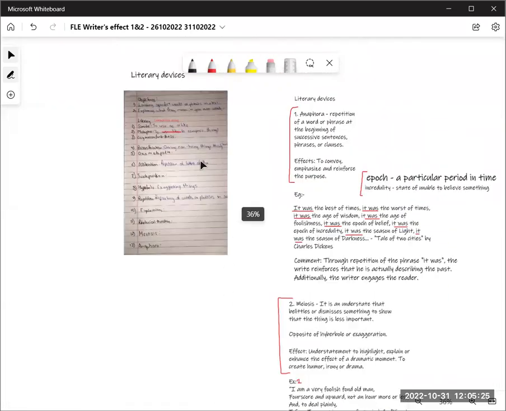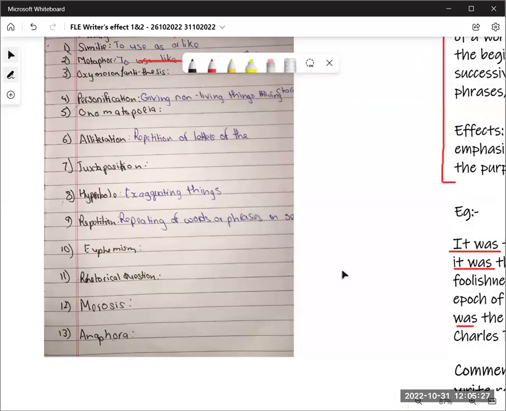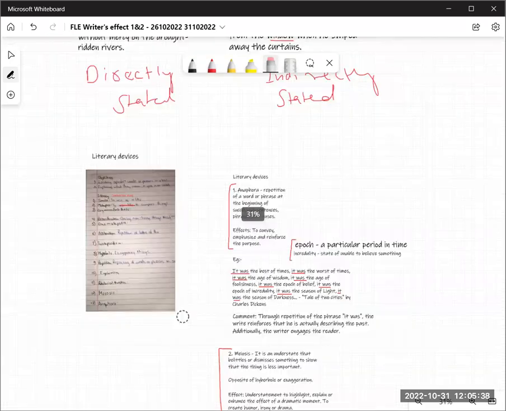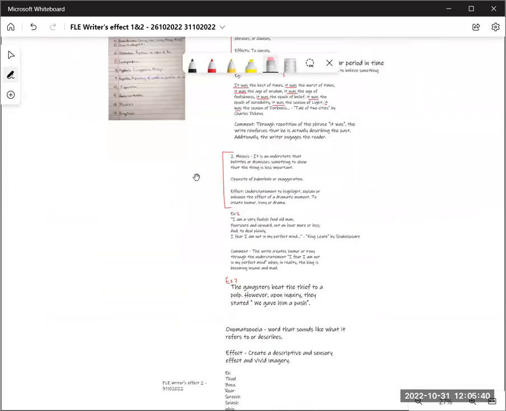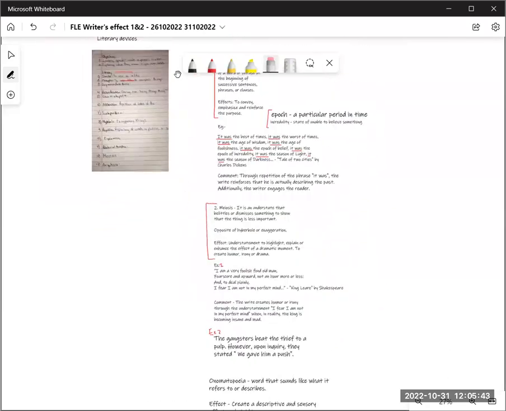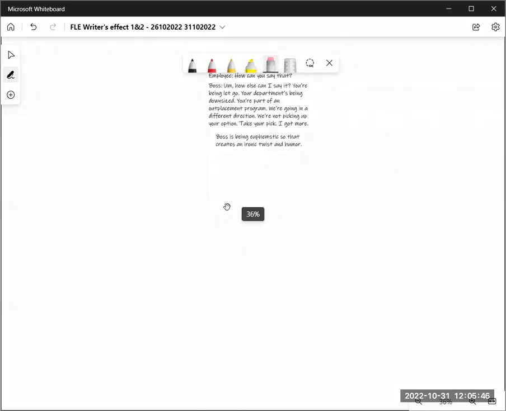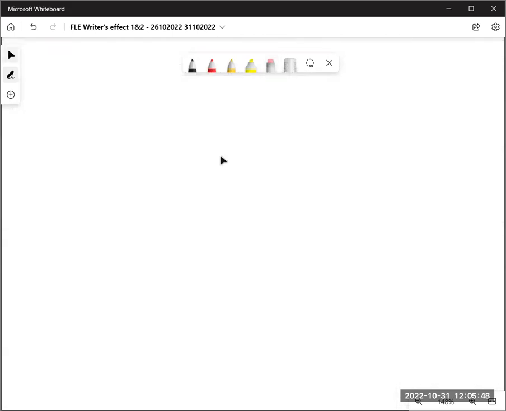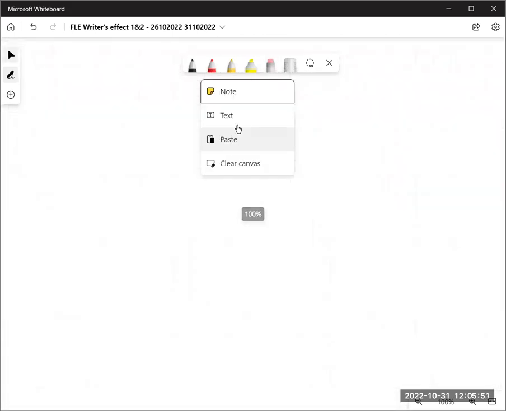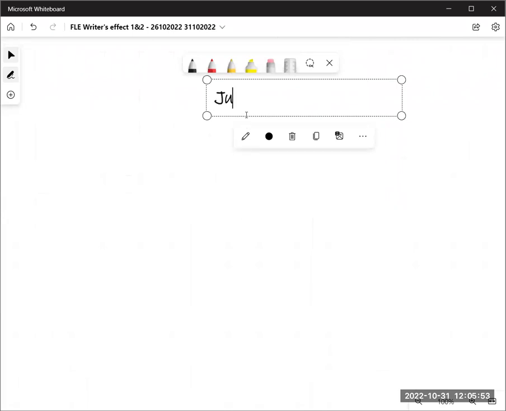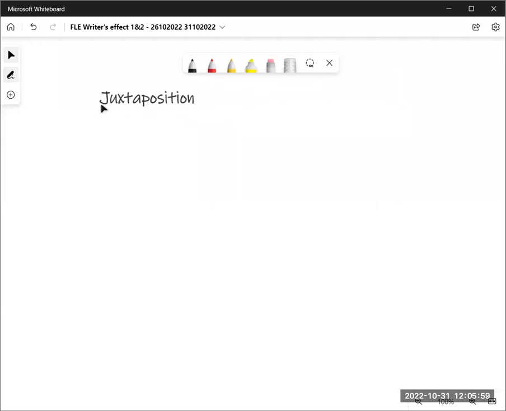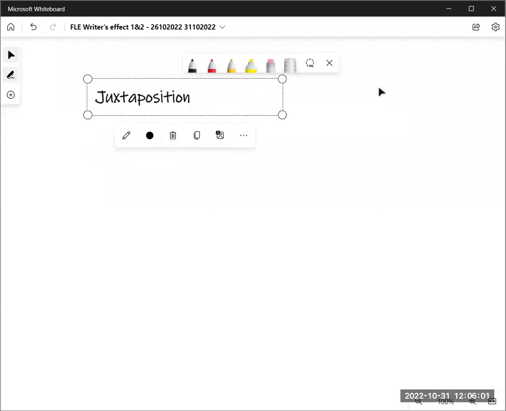Next one. What should we do? We'll do juxtaposition or anaphora. Sir, we did anaphora, sir. What is anaphora? Sir, an anaphora is repetition of a word or phrase at the beginning of successive sentences, phrases, or clauses. Why do we do it? What are its effects? Sir, to convey, emphasize, and reinforce the purpose. Perfect. Good job.